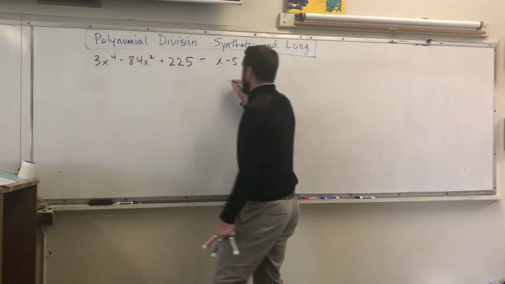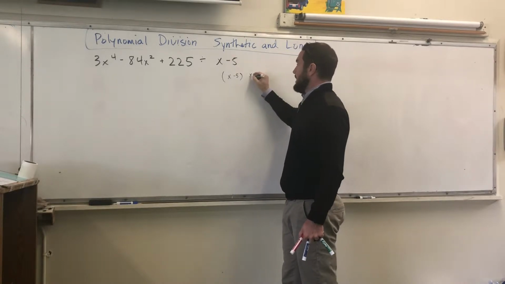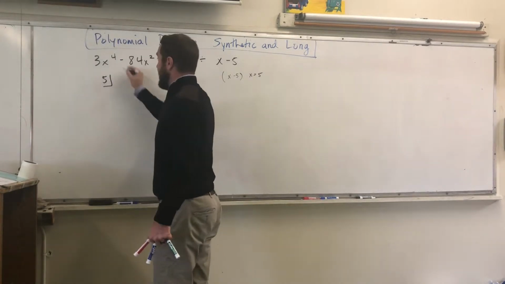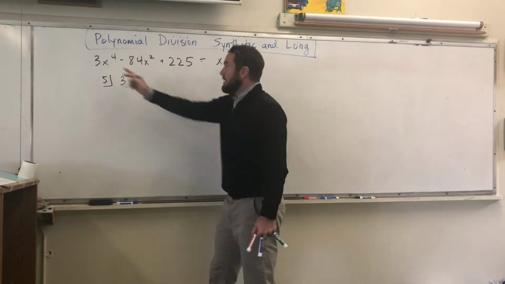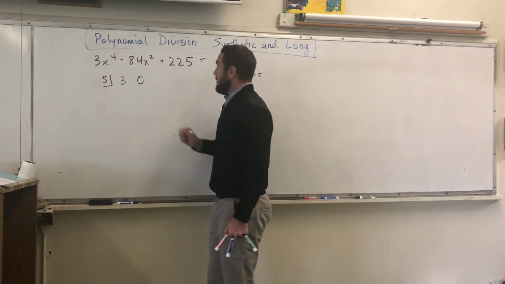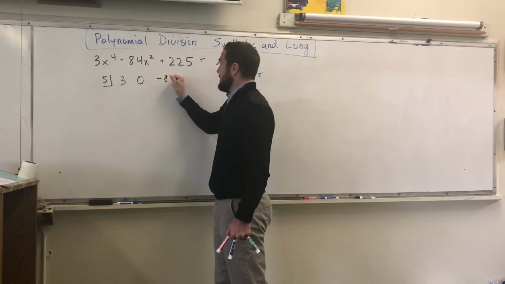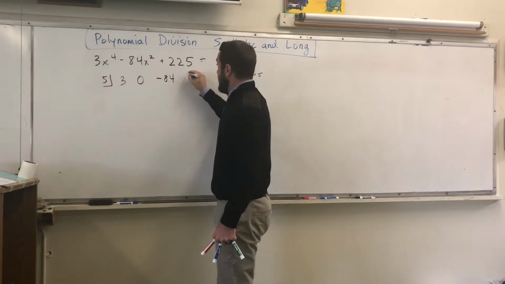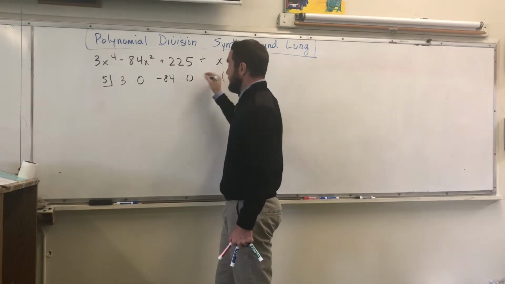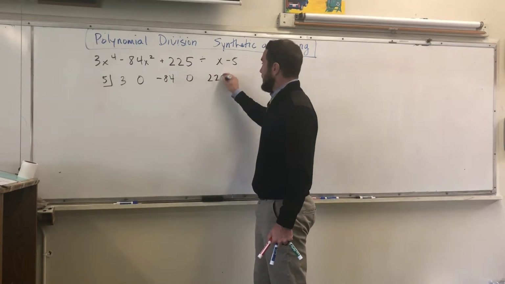So if I were running synthetic division, looking at this, if this is a factor x minus 5, you know that x is going to equal 5, so we're going to divide by 5. Now, I have a 3 for my x^4. I don't have an x^3, so I'm just going to represent it with a 0. I do have an x squared going in degree order, so I'll represent it as a negative 84. And then again, I don't have an x to the first, so I'm going to use a 0 basically as a placeholder, and then I have a 225.